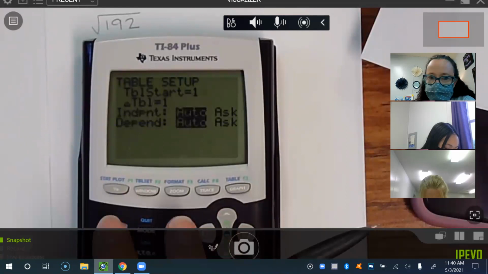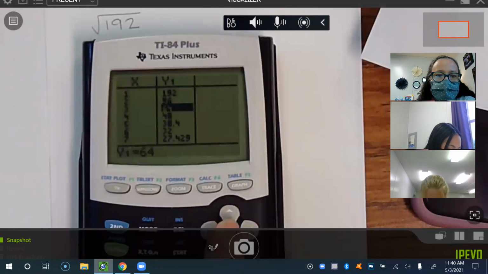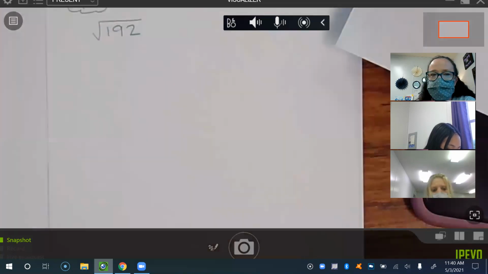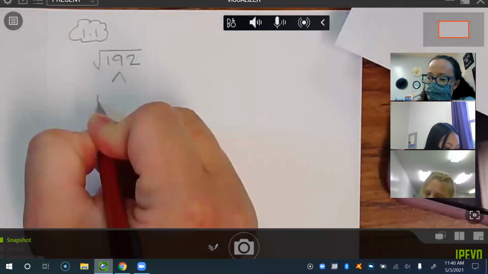Okay. All right. So 1 and 192, nope. 2 and 96, nope. Oh, look, that's exactly what Timmy just said. 64 is a perfect square and 3. So that's the set that I wanted to find. So 192 breaks into 64 and 3.